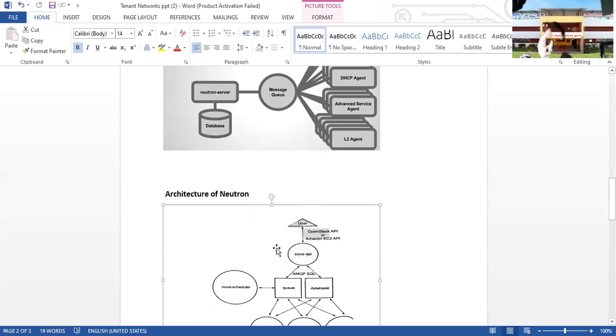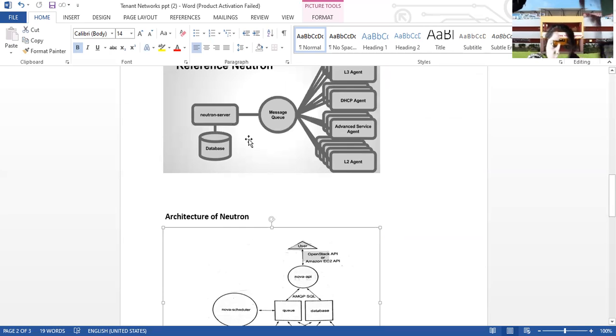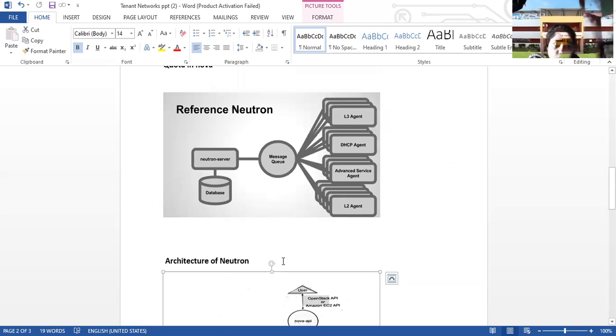Okay, so let's discuss Nova: volume, network and compute, queue, database, AMQP, SQL, Nova scheduler, Nova API. Here L2 and L3 are there, so we have to discuss both.